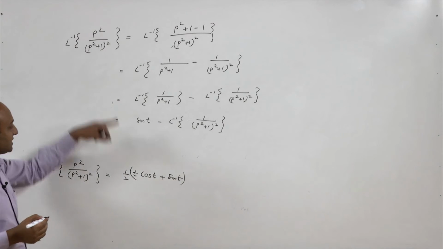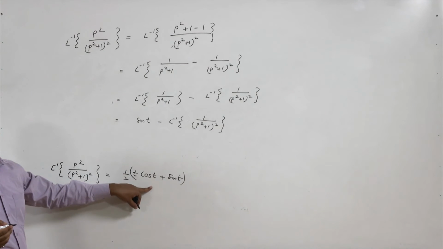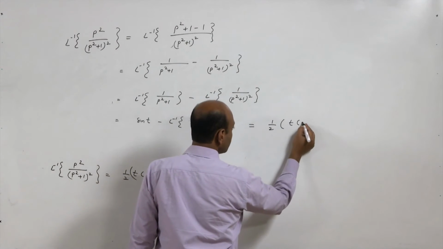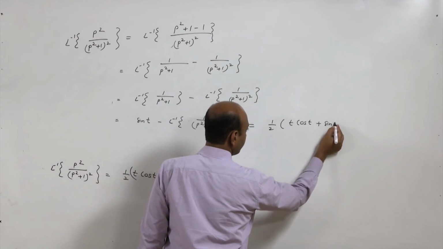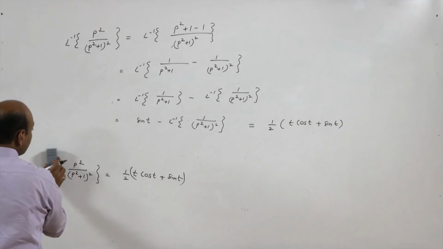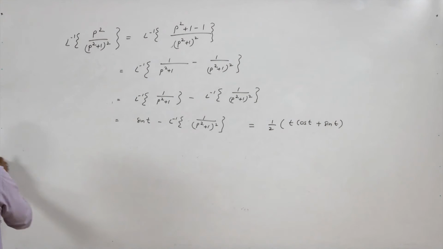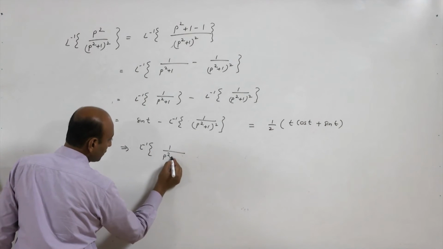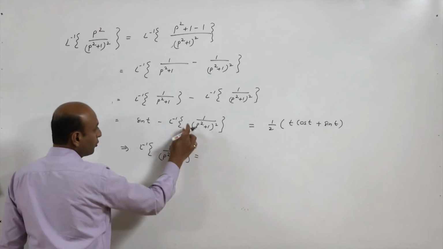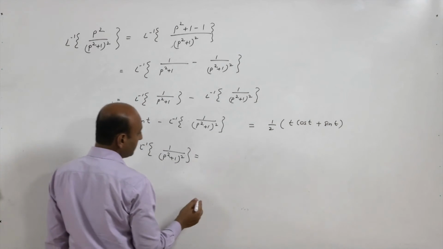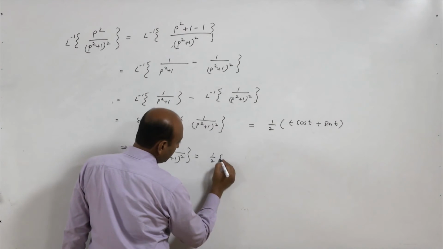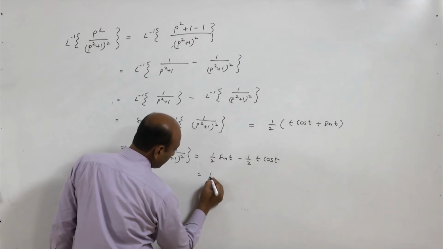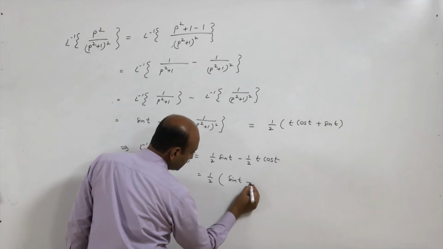But the Laplace inverse of this is equal to what we obtained in the first part of this problem. So this is equal to 1 by 2 (t cos t plus sin t). So what will be the Laplace inverse of 1 upon (p square plus 1) whole square? This implies, you can put this in the left and right hand side, that the Laplace inverse of 1 upon (p square plus 1) whole square is nothing but half of sin t minus 1 by 2 t cos t. So that is nothing but 1 by 2 (sin t minus t cos t).